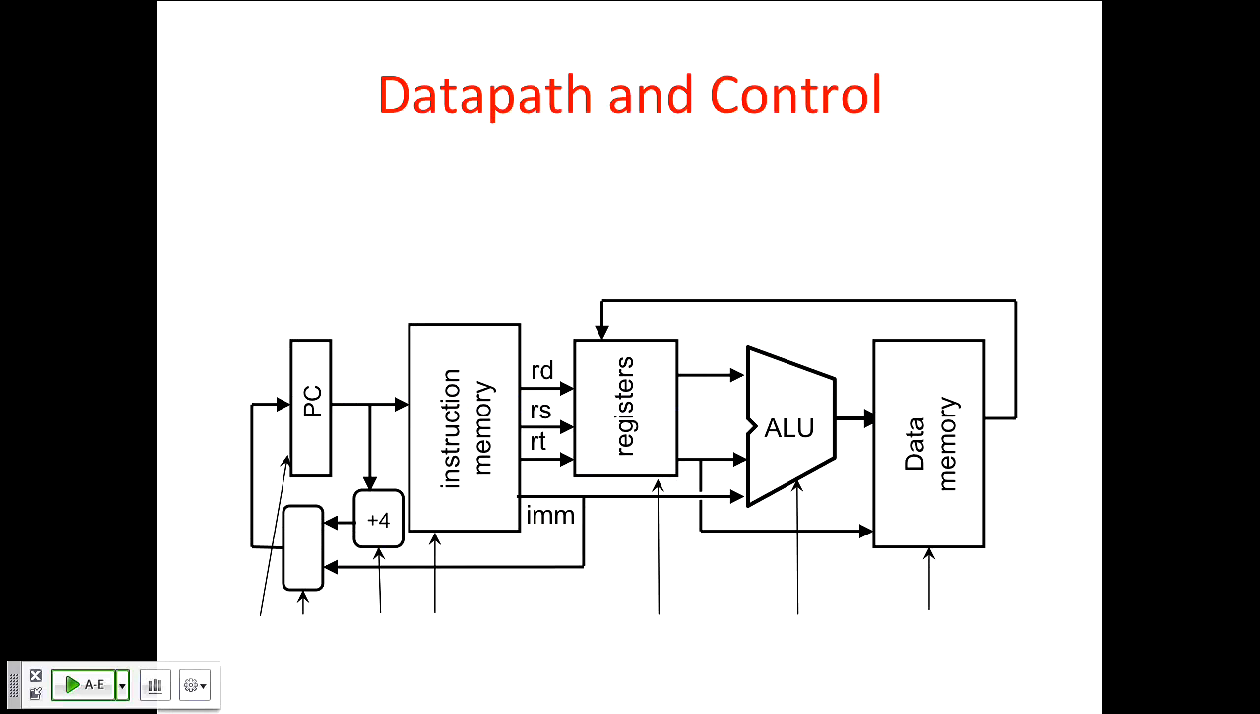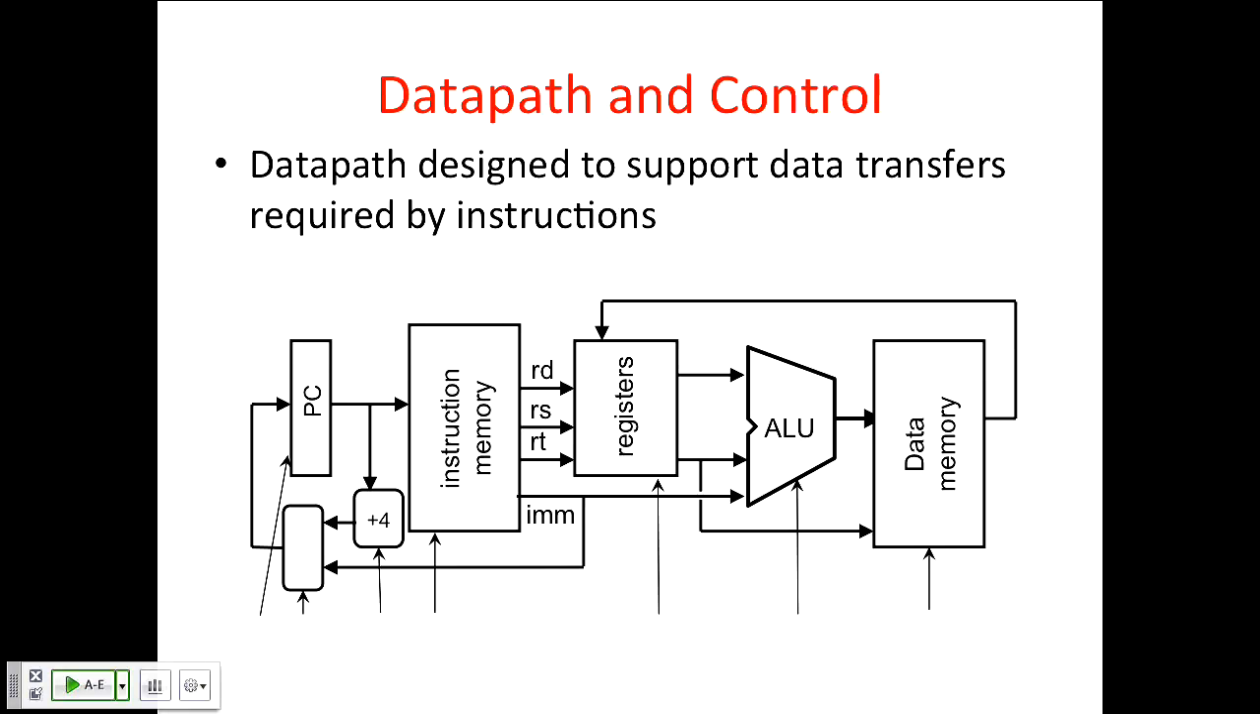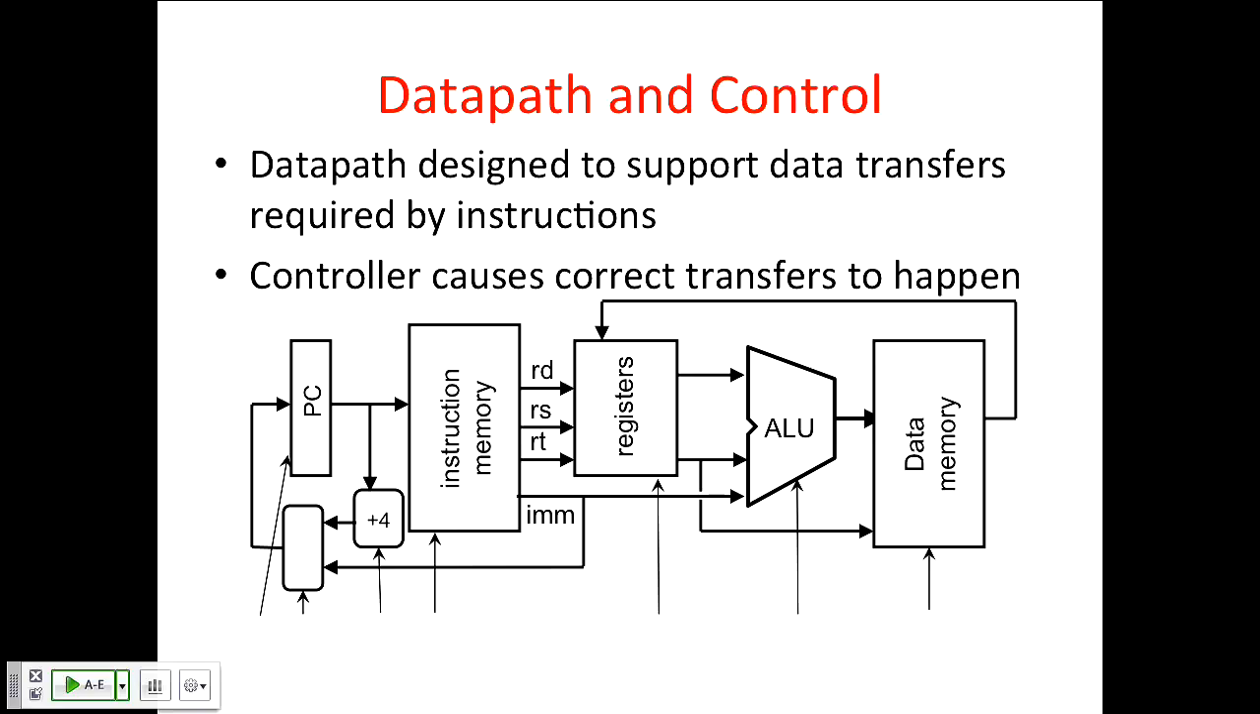All right. Back to data path and control. So this was the data path, but it does all the data transfers. But you notice there's all these signals now appearing here, and that's what the controller does.